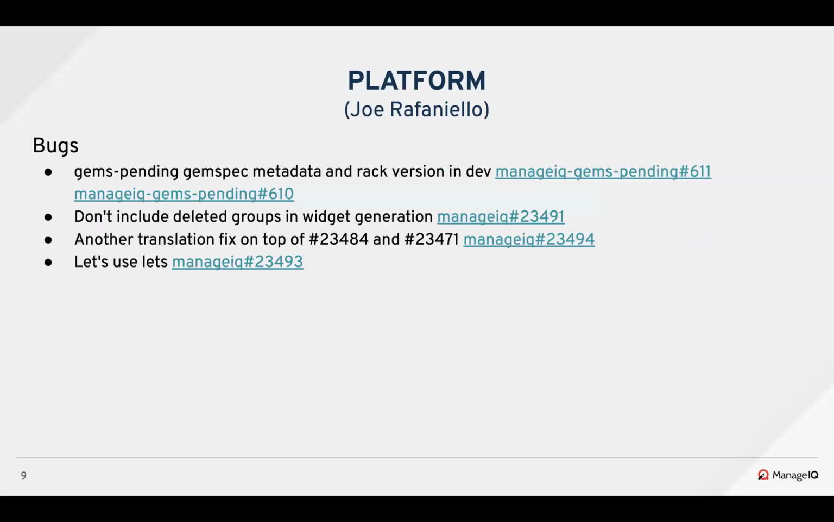For platform bugs this sprint, Keenan updated the ManageIQ gems pending gem metadata and the rack version dependency in development. I fixed an issue where widget generation would fail if a widget was linked to a deleted MIQ group. Translators provided a very minor bug fix in the traditional Chinese message catalog, and I had a very minor refactoring of the widget spec to use lets instead of instance variables. Next slide.